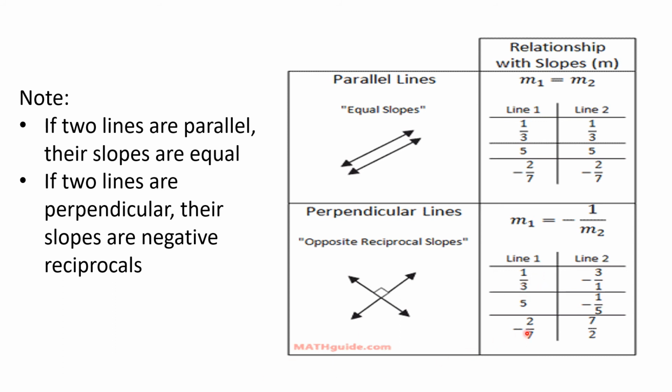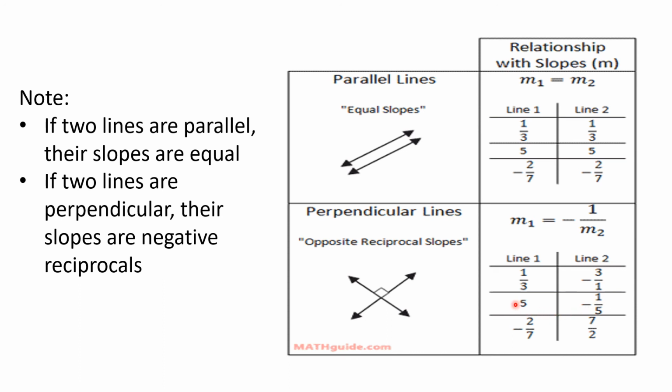That is 3/1. So, we just interchange the numerator and denominator. The numerator becomes the denominator, and the denominator becomes the numerator. So, take note, negative reciprocal. So, if 1/3 is positive, we make it negative 3.